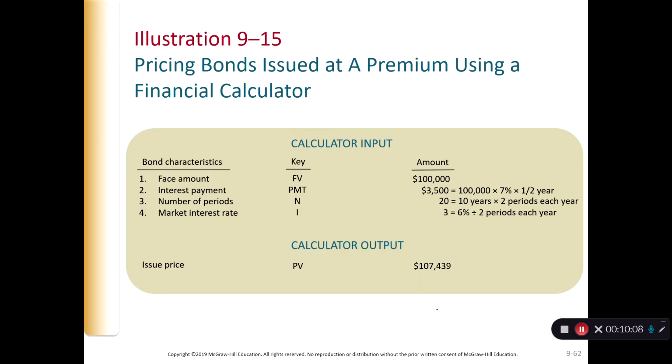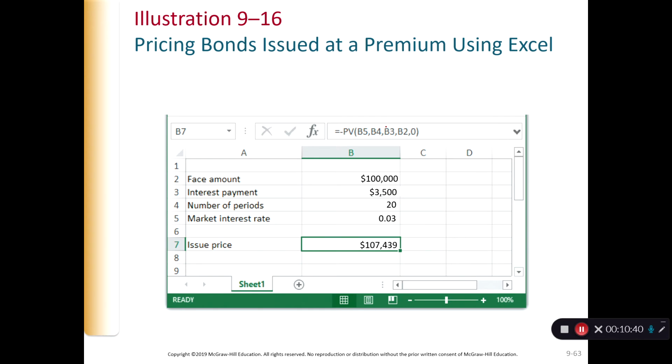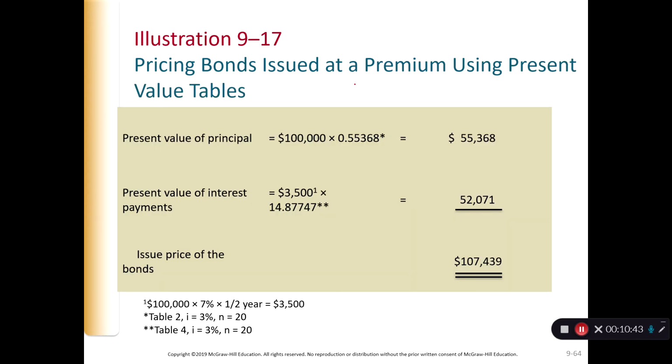Okay, same thing here. If I issue at a premium, in the specific case that you borrow 100,000 and you promise to pay 7%, and a similar-risk company only pays 6%, then you are issuing at a premium. So the interest rate here is 6 divided by 2, which is 3. Hence, if you use a financial calculator, you find you are issued at a premium, 107,439.